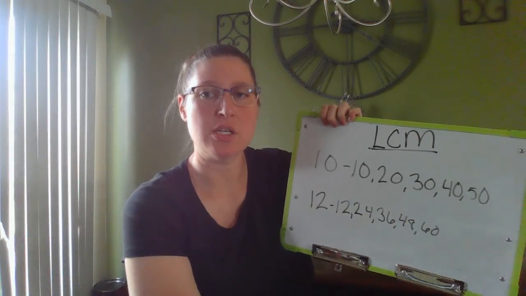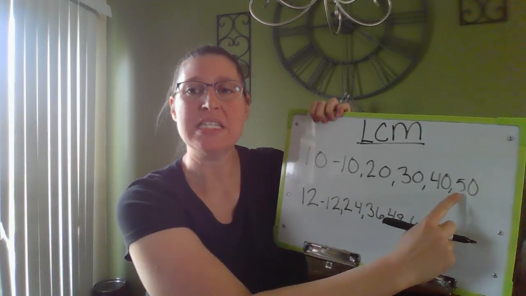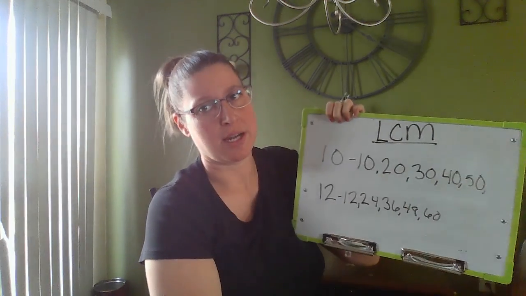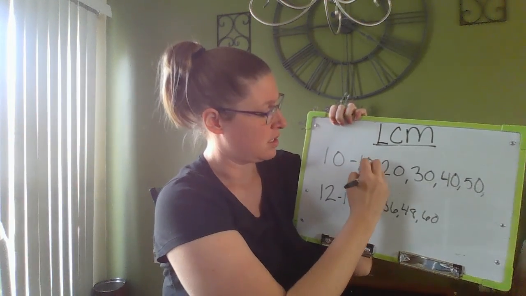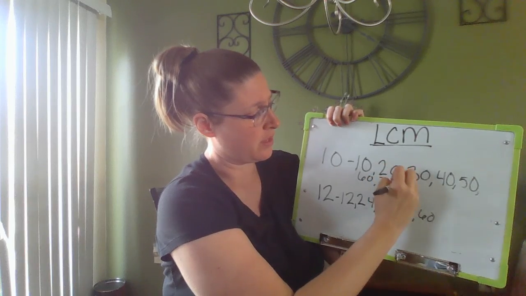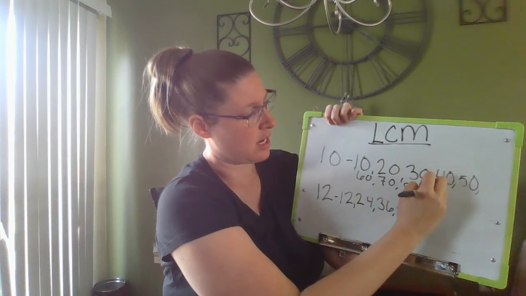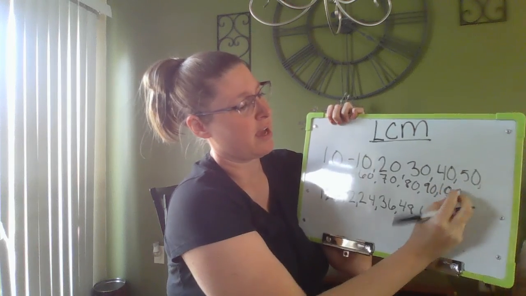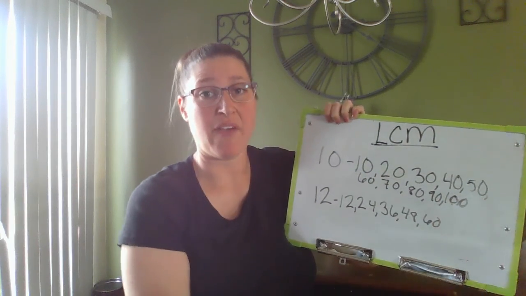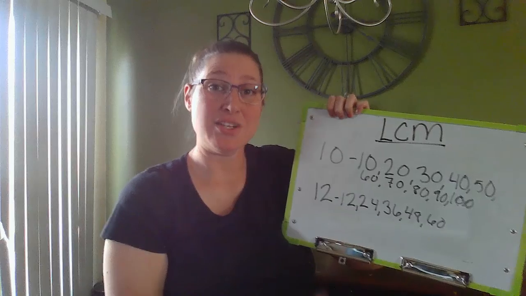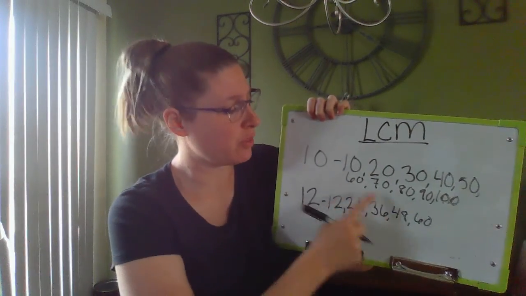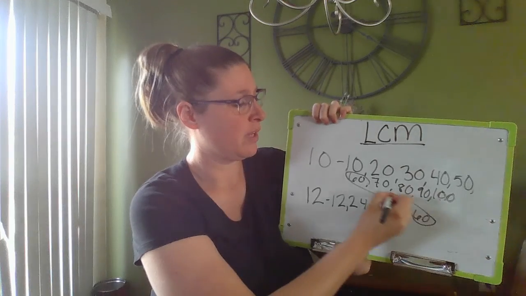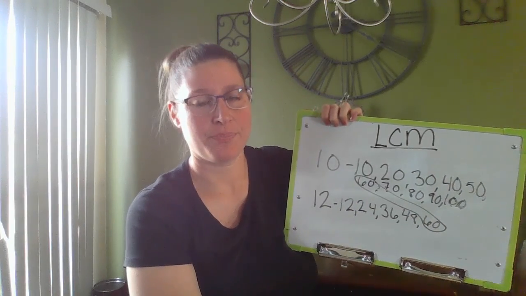So I'm going to continue going with the 10s because this number is smaller than the 60. I'm going to go out 5 more times. So 50, 60, 70, 80, 90, 100. Just to verify, I'm going to double check to see if I have any pairs at this point. And I do actually have a pair now. Both of the lines have a 60. So that means my least common multiple is going to be 60.